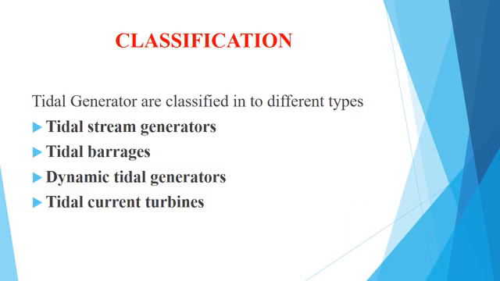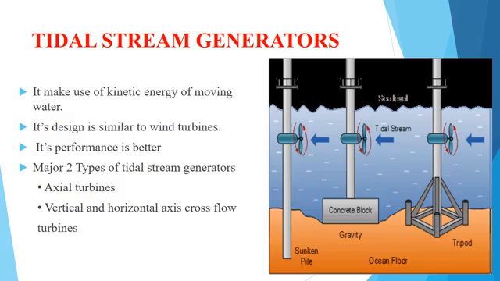The main classification of tidal generators are tidal stream generators, tidal barrages, dynamic tidal generators, and tidal current turbines. First one is a tidal stream generator. The figure shows the tidal stream generator. It makes use of the kinetic energy of moving water. Its design is similar to wind turbines. Its performance is very good, and the two major types of tidal stream generators are axial turbines and vertical and horizontal axis cross flow turbines. This is a tidal stream generator overview.